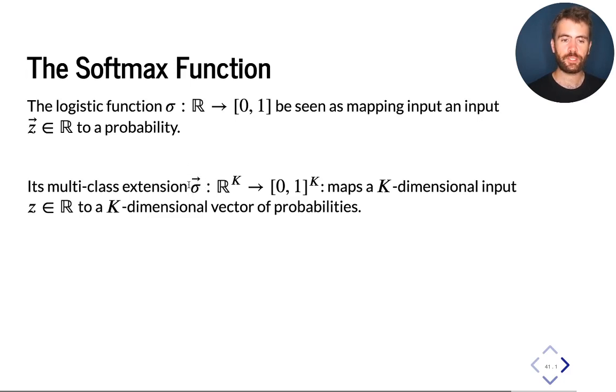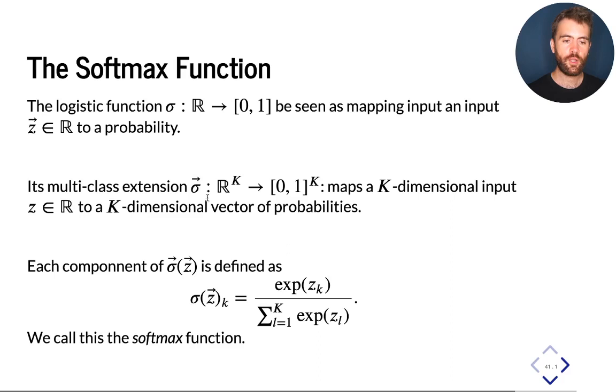Now this is the multi-class version, and now it maps a k-dimensional input into a k-dimensional vector of probabilities. So if we have k classes, we provide it with k inputs, and we have as an output k probabilities for this function. So how are we going to define this new multi-class extension? We're going to use the following expression, and this is something that is going to be called the softmax function.